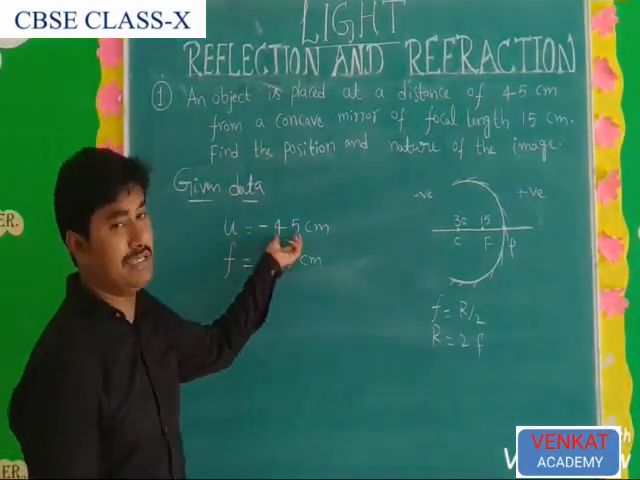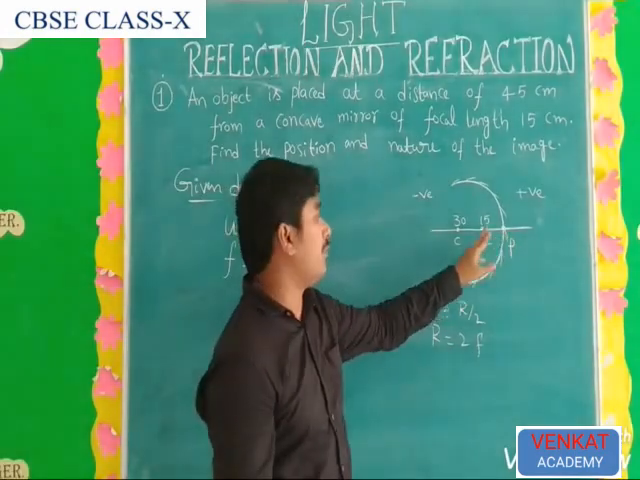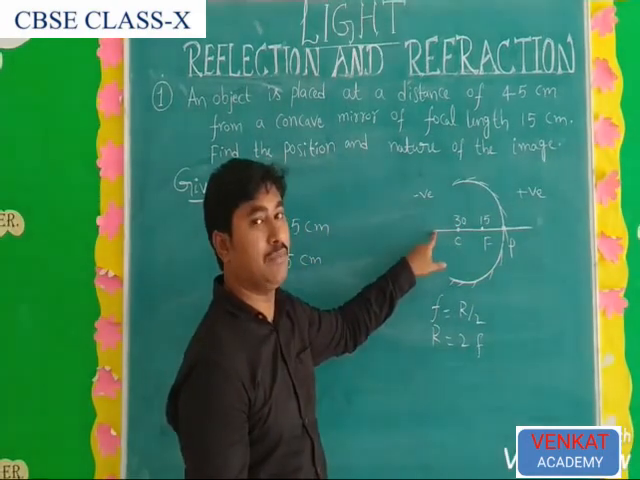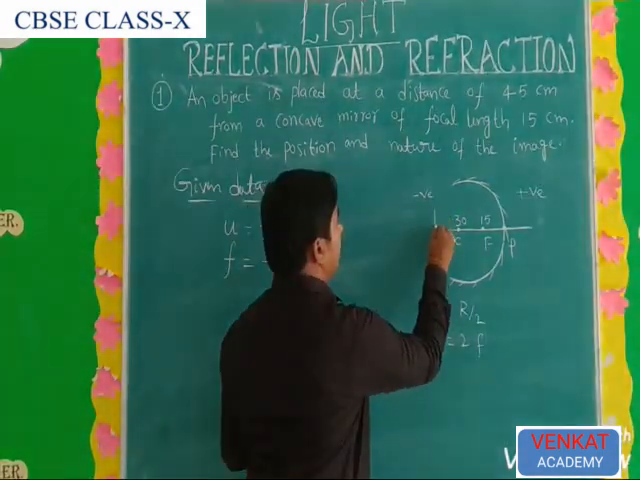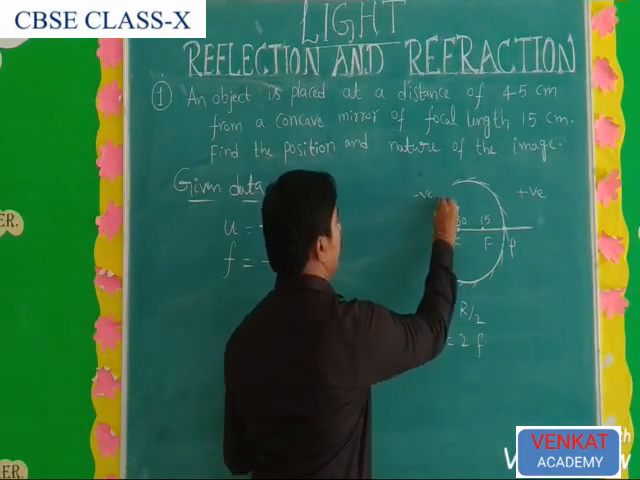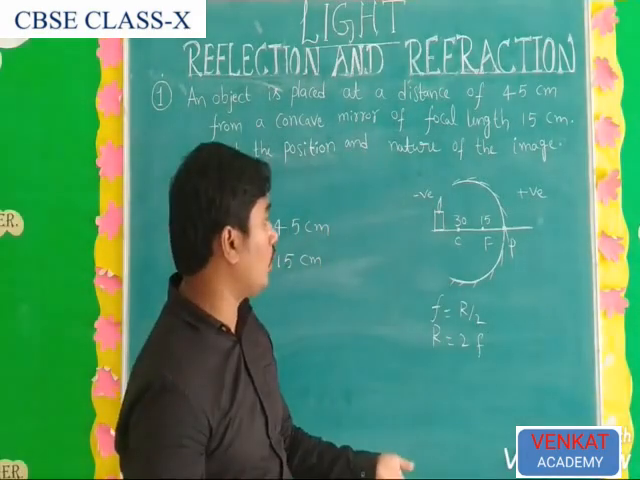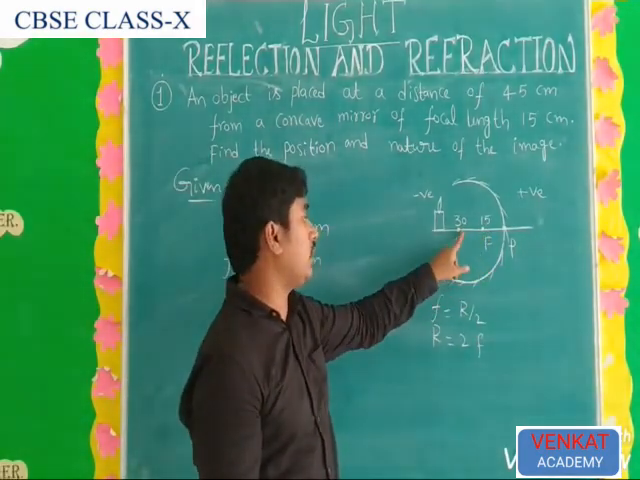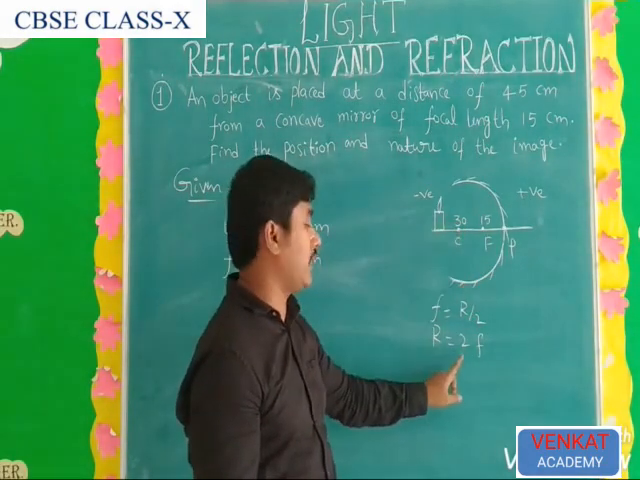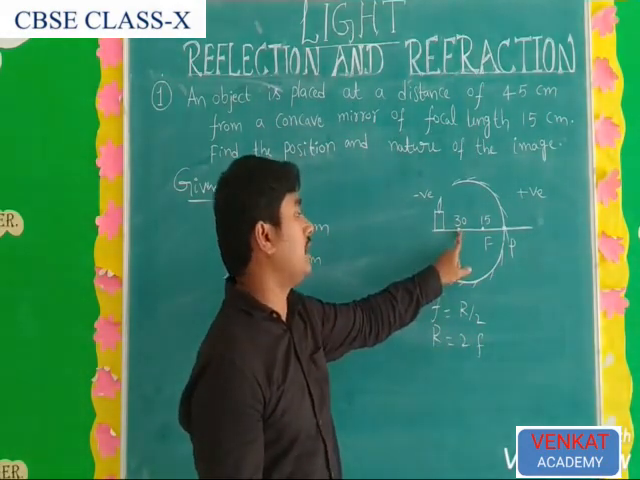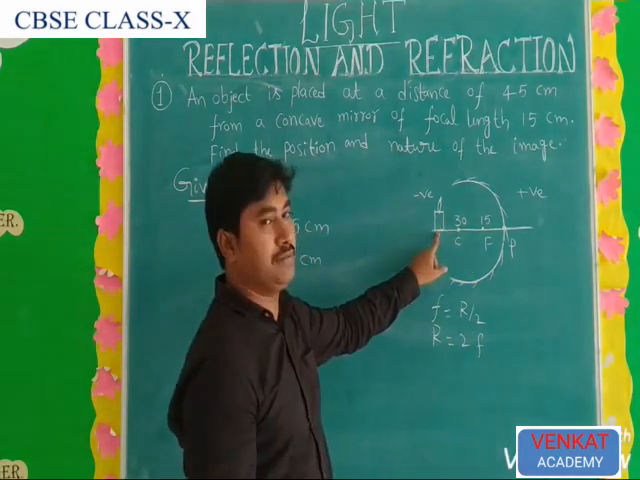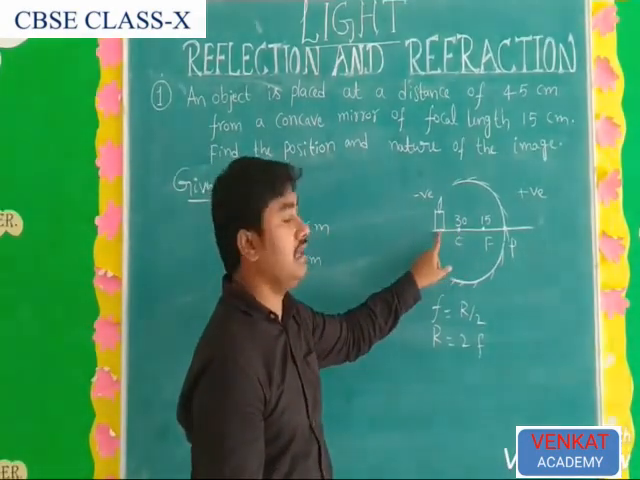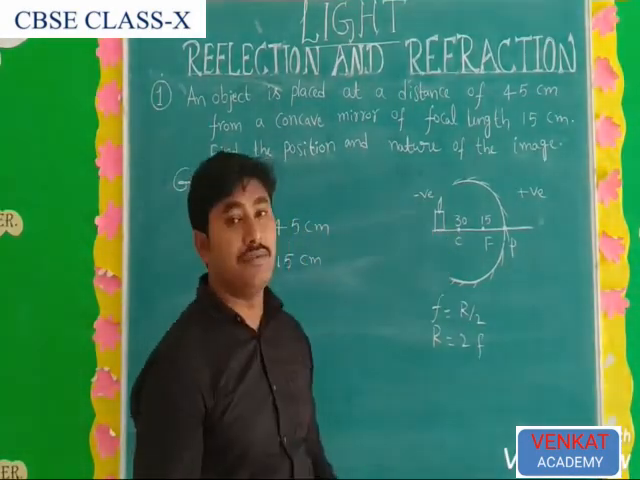Then what about the position of the object? They gave 45 centimeters from the pole. Since the radius of curvature is 30, the object position is beyond C. How to find this? By using the focal length of 15 centimeters, we find the radius of curvature using R is equal to 2f, which is 30 centimeters. The object position is 45 centimeters, which means the object is beyond the center of curvature. So this is a particular case of the concave mirror.